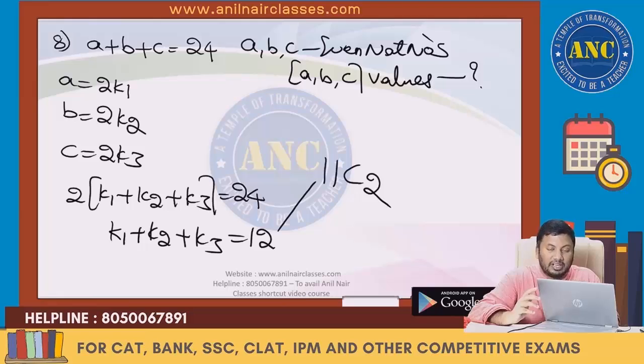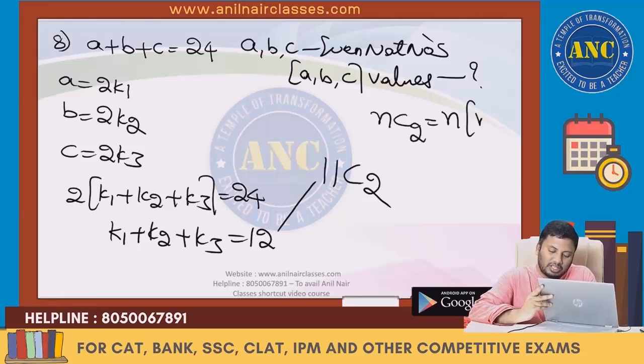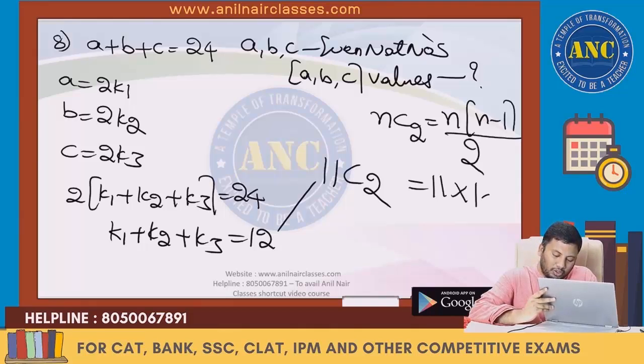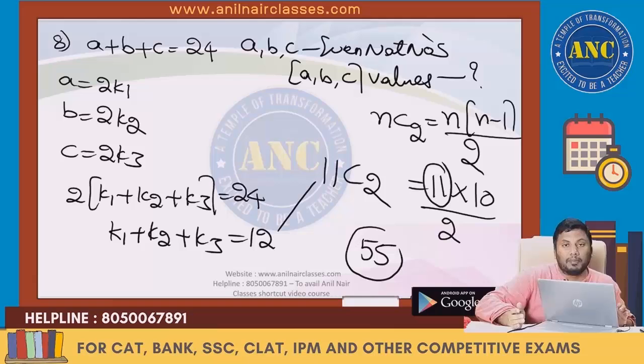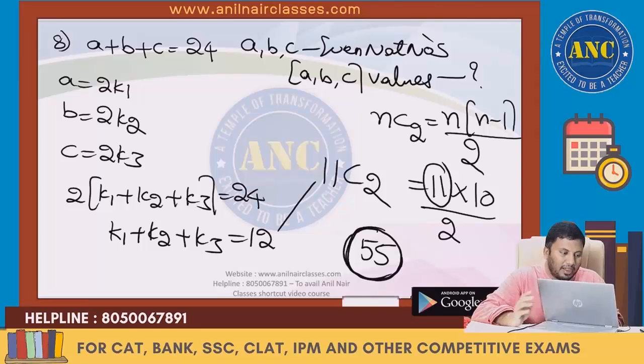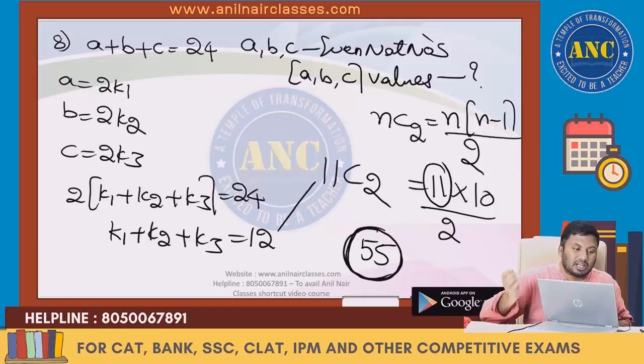What is important is not NC2 for me; like that NC3, NC4, there can be any value. 11 into 10 by 2, so the answer is 55. Now if you see this 11, it is a prime number, it cannot be decomposed further. The answer is divisible by 11. I hope this idea is clear to you.